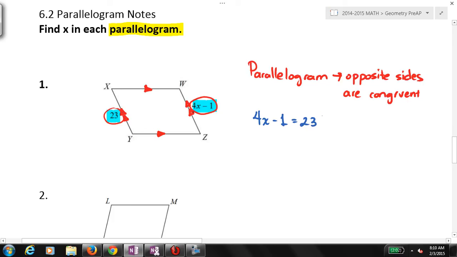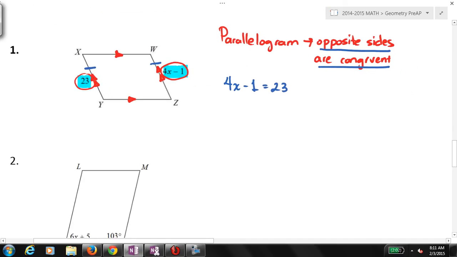All you have to do is remember this theorem that in parallelograms, the opposite sides are congruent. I know this side is going to be congruent to this side because it's a parallelogram. So just set them equal and then just solve for x. So plus 1, plus 1. I have 4x is equal to 24. Divide by 4, divide by 4. I get x is equal to 6. Now just be careful on the directions because sometimes they may indicate, solve for something else. But in this case, they just wanted x. Okay, that's dealing with the sides. That was the first theorem right here.